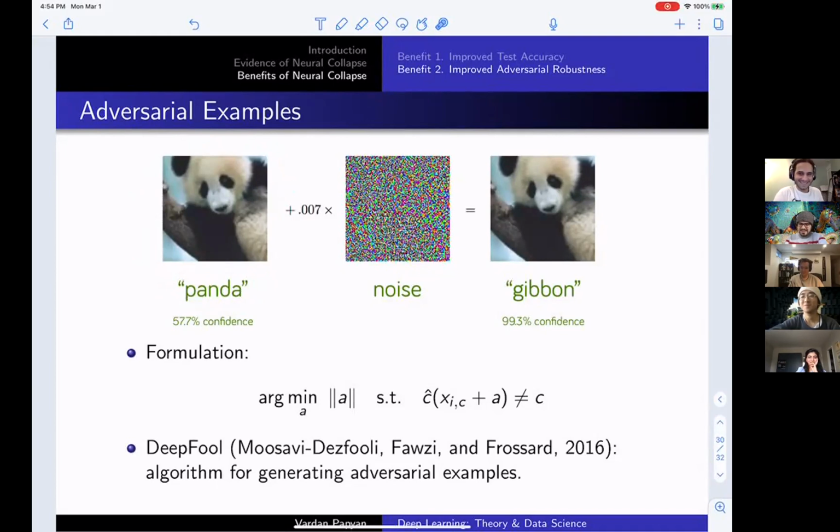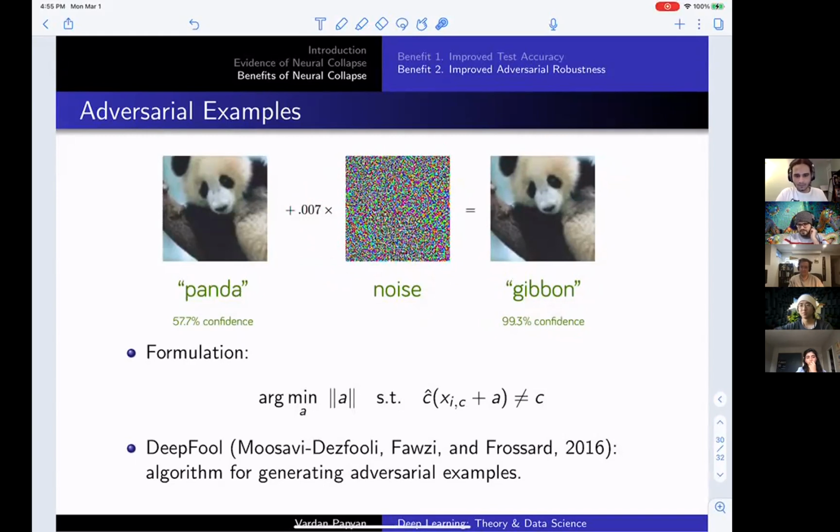And then imagine you add a small perturbation, which is small because you multiply it by a small scalar. This small perturbation does not change the image in a manner that is visible to the naked eye. But this small adversarial perturbation manages to completely fool the network into thinking that it is a gibbon with 99.3% confidence, right?